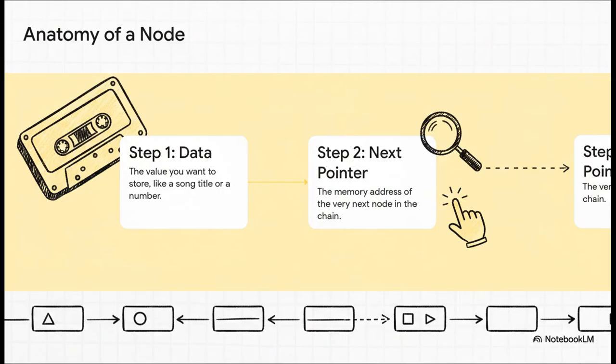And the magic is all inside this thing called a node. It's a really simple little package. It just does two things. One, it holds your piece of data, a song title or whatever. And two, this is the crucial part, it holds the memory address of the very next node in the chain. That's its only job. It doesn't need to know about anything else in the entire list.